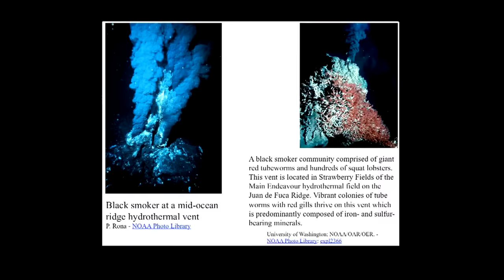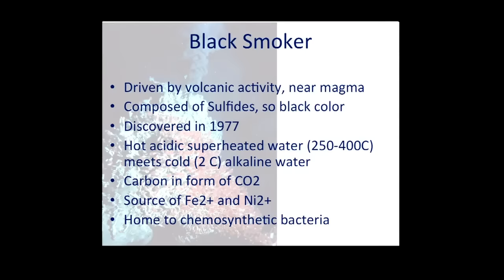And if you look at the one on the right, there's tube worms and what are called squat lobsters. But these are deep sea vents located maybe at 2 and 3 kilometers depth. So 100 atmospheres pressure, where the water may be 400 or 500 degrees. In the case of the black smoker, it's still liquid because of the pressure. So it's a very acidic environment. Those are for the black smokers. The first one was discovered in 1977 as underwater submarines started mapping the seabed. It is a source of the iron and nickel, the reduced forms, and chemosynthetic bacteria live in these.